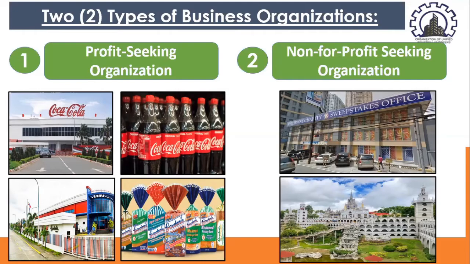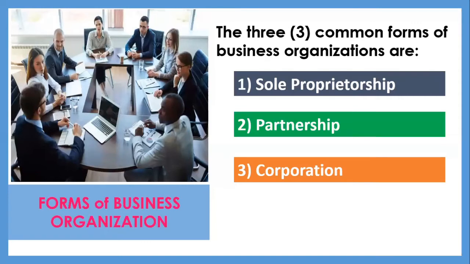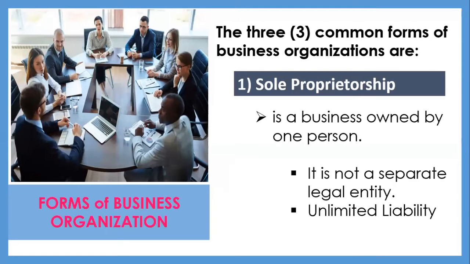Now, there are three common forms of business organizations. We have the sole proprietorship, we have the partnership, and we also have the corporation. A sole proprietorship is a business owned by one person. Aside from that, it is not a separate legal entity, and it also has unlimited liability.